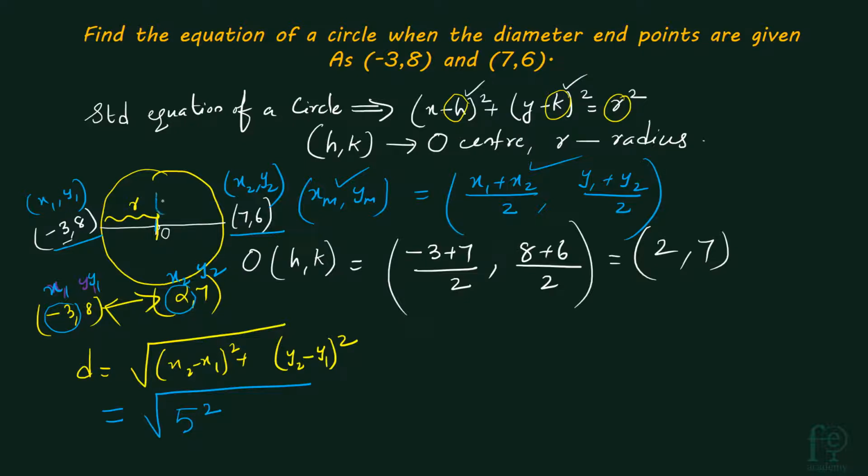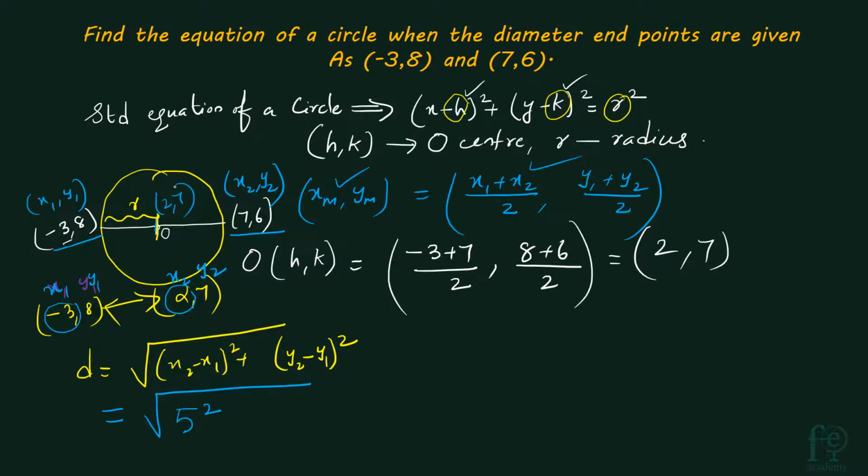Why are we doing this? In order to find out the radius of the circle. The radius is the distance between the center of the circle and any endpoint on the circle. We already have the diameter endpoint on the circle. So if we find out the distance between these 2 points, 2, 7 and -3, 8, we will be getting the radius of the circle.